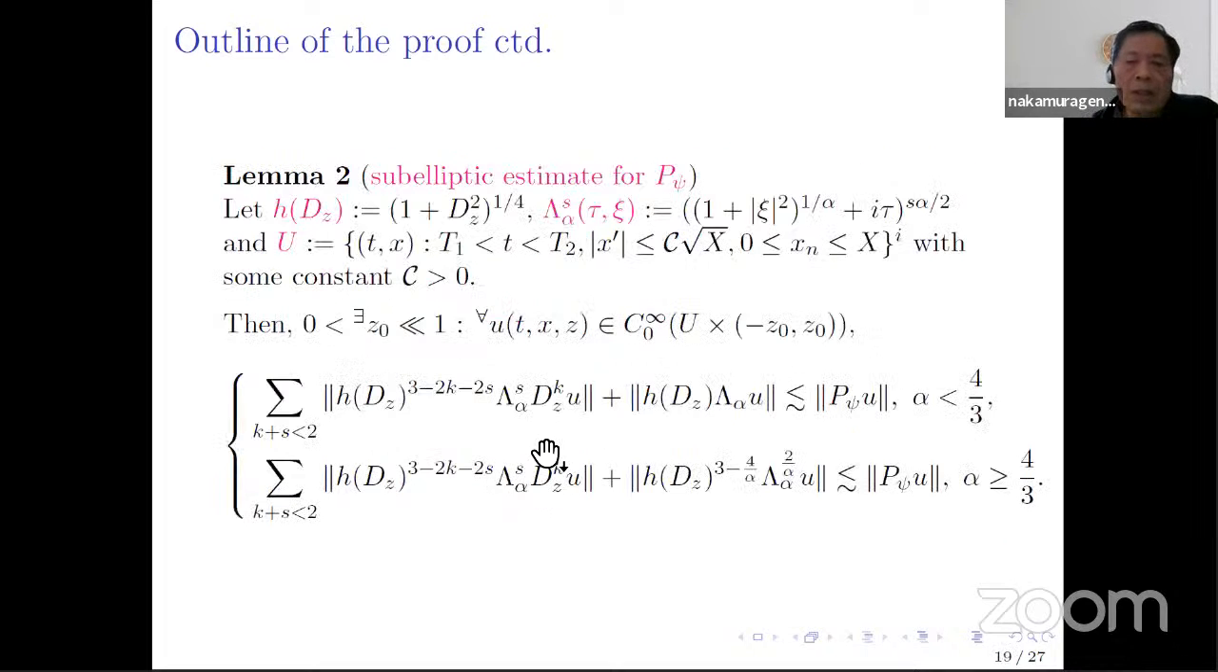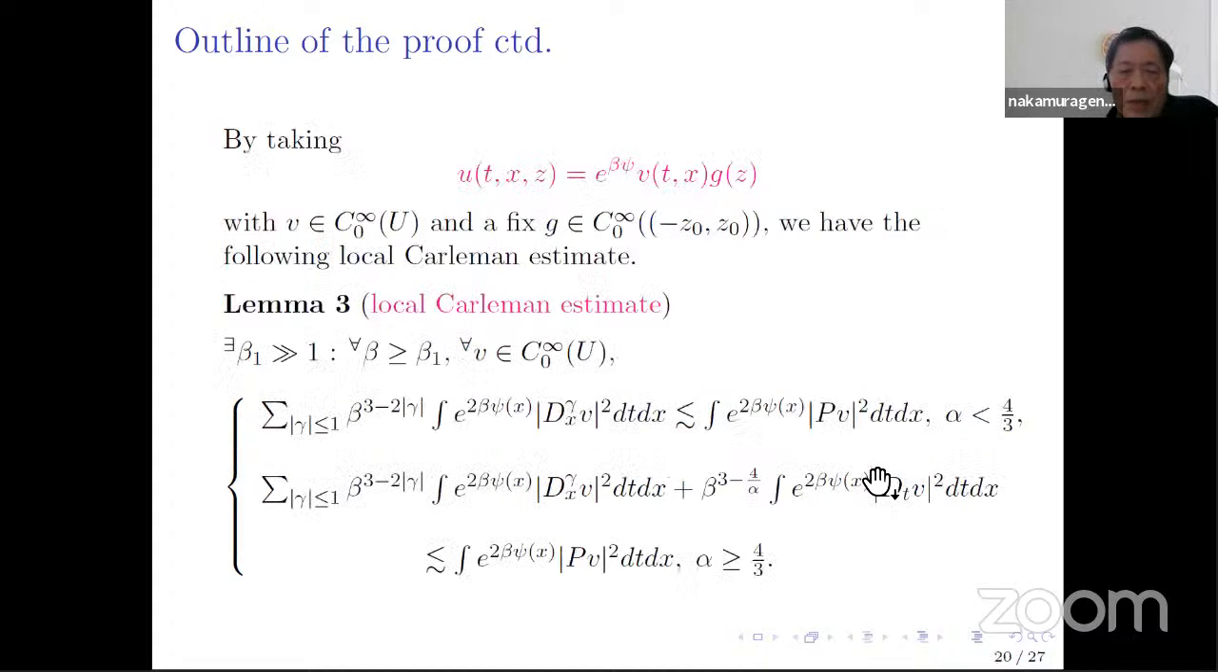Once having this estimate for the Poisson bracket, we can have the sub-elliptic estimate for the P psi. To state that one, we introduce HDC. This is given in this way, and also lambda alpha s given in this way, and also consider the set U, which is given in this way, with some positive constants. Then there exists a small positive z0, such that for any u taken from this function space, we have this kind of sub-elliptic estimate. The first inequality is for the case alpha is smaller than 4/3, and the next one is for alpha larger or equal to 4/3.